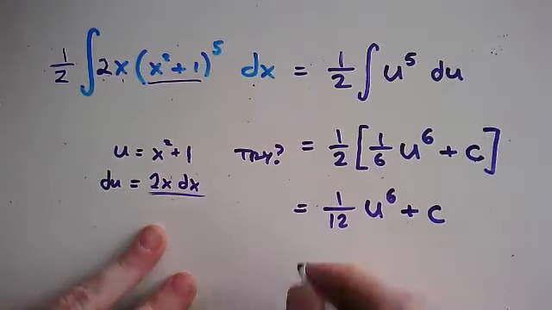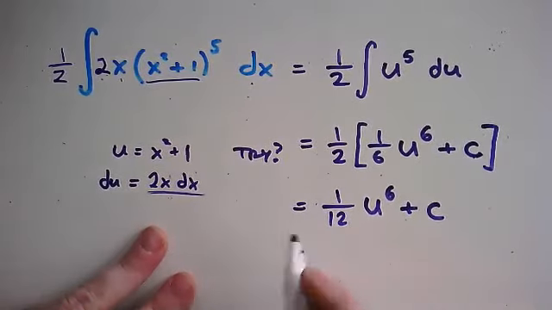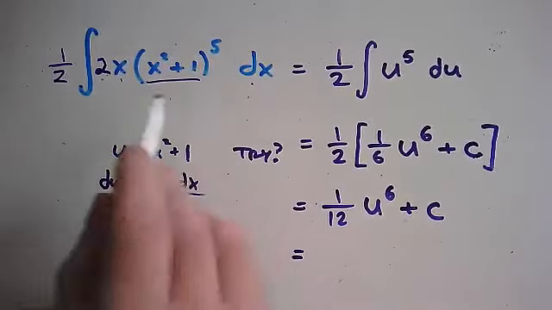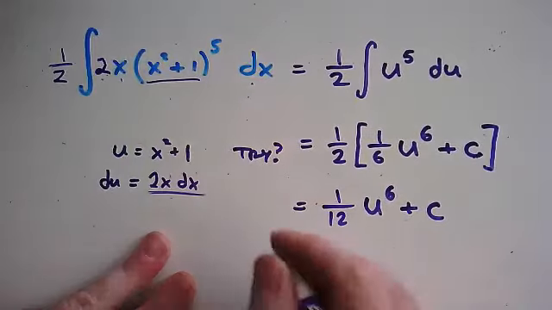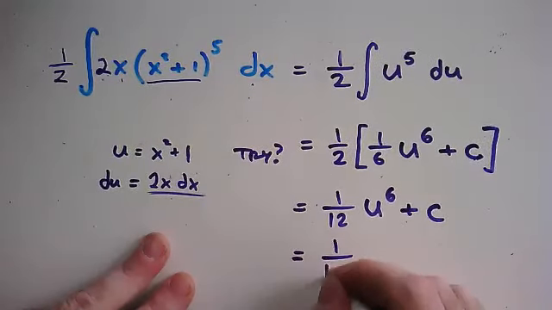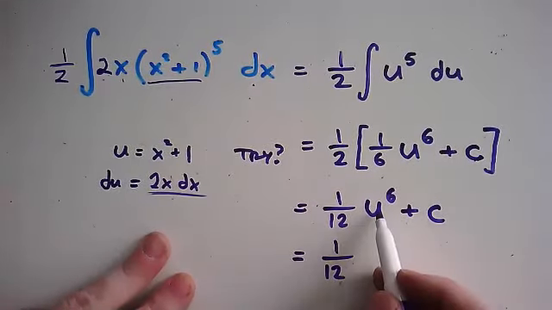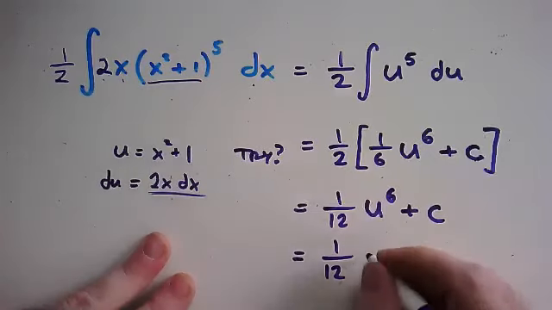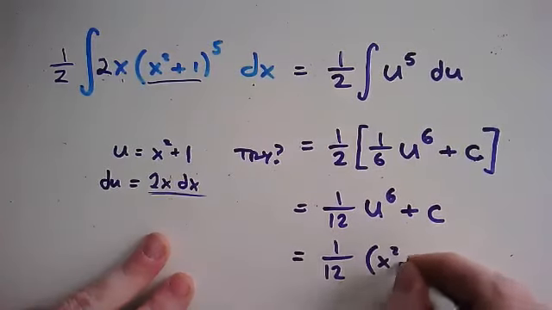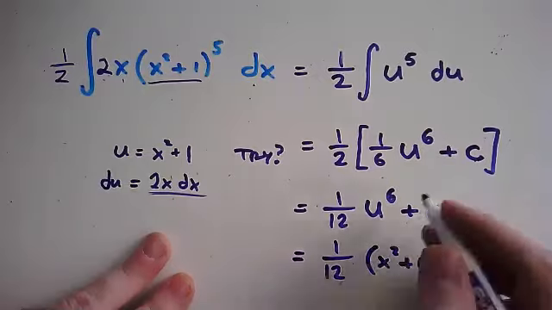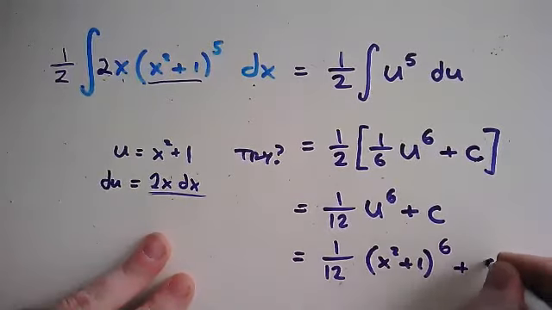So last step now, I created u to help me in the problem, but the original problem was in terms of x. So I will rewrite our answer with x's instead of u's. So u was x squared plus 1, and that would be to the 6th power plus c.